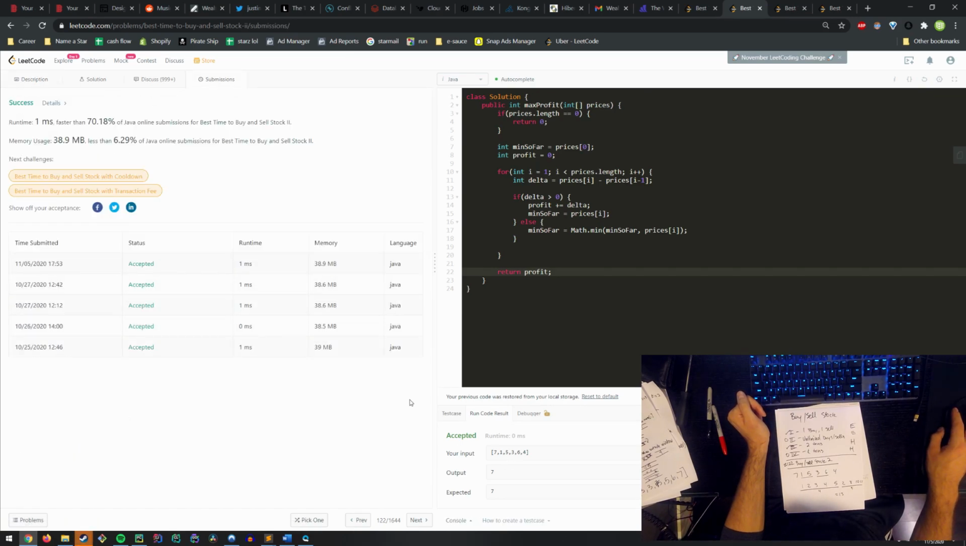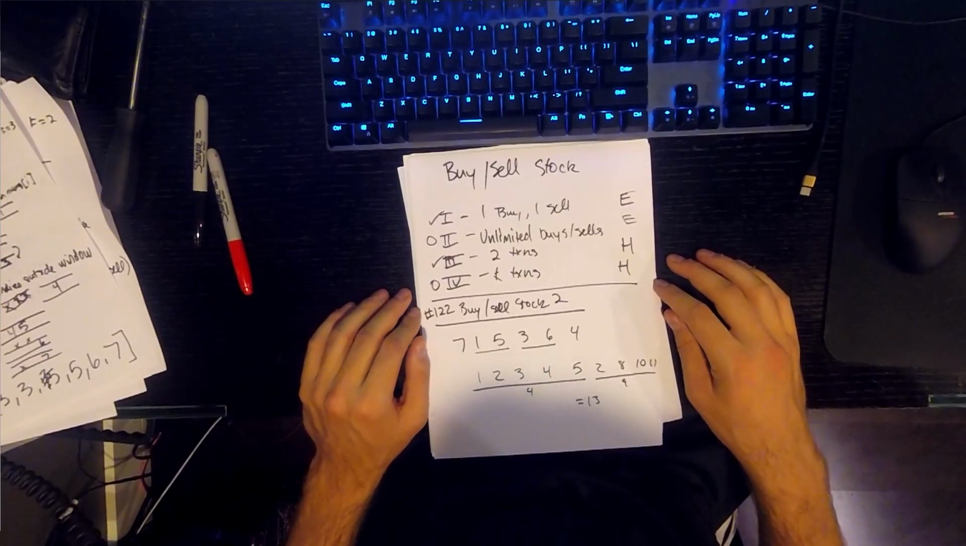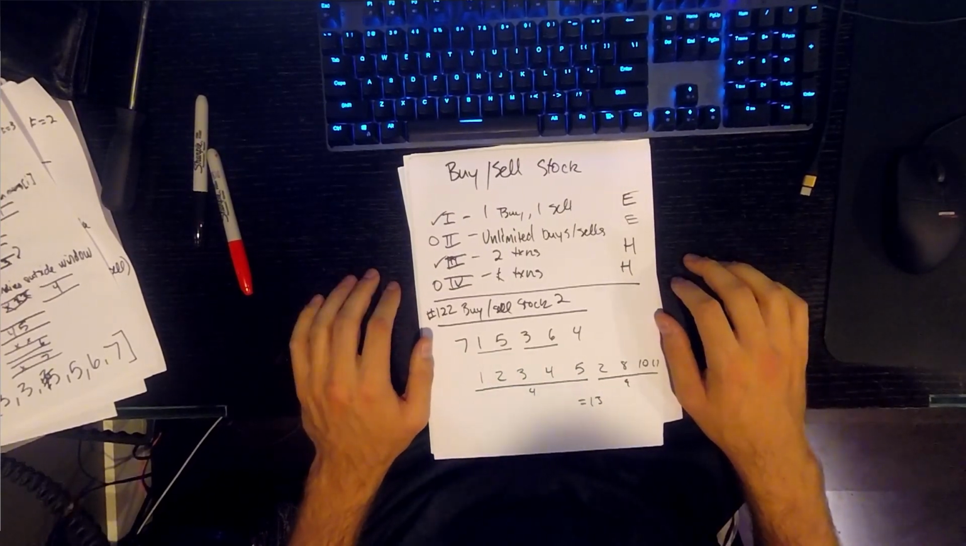So it passes our sample, and it looks like it passes everything. Ooh, I haven't seen these before. I might do these later. So that's buy and sell with unlimited buy-sell transactions.